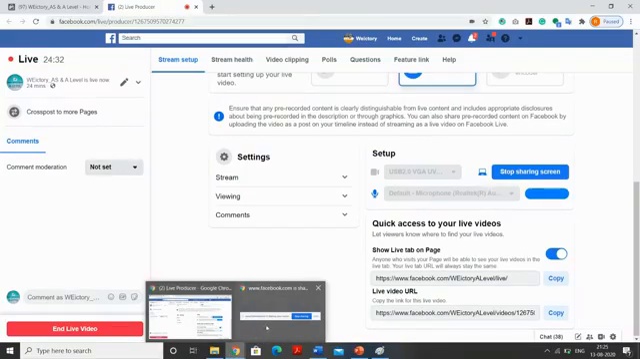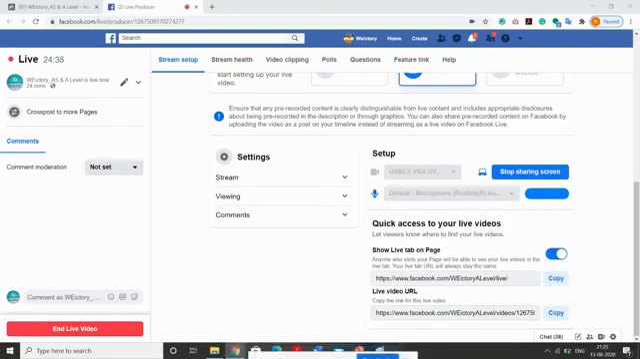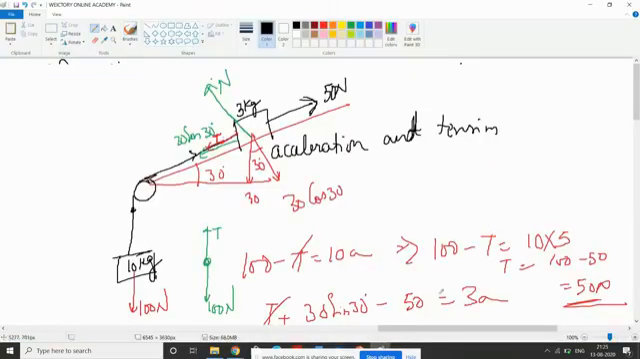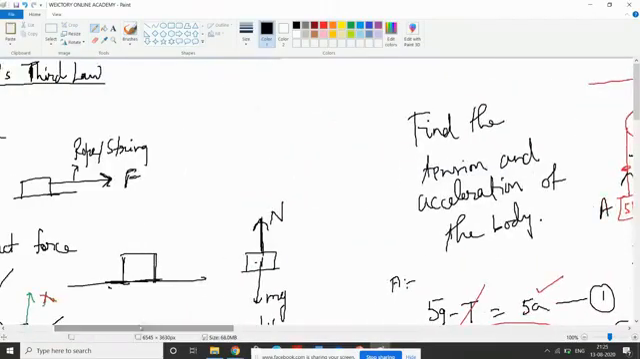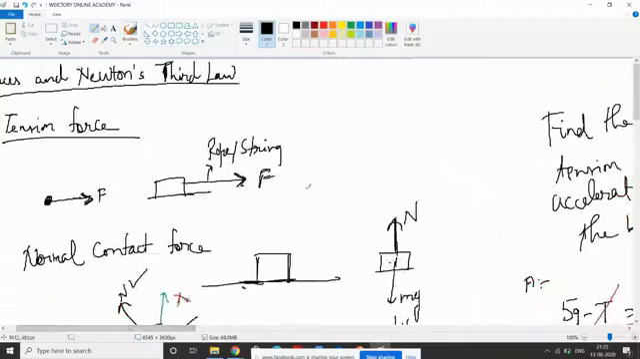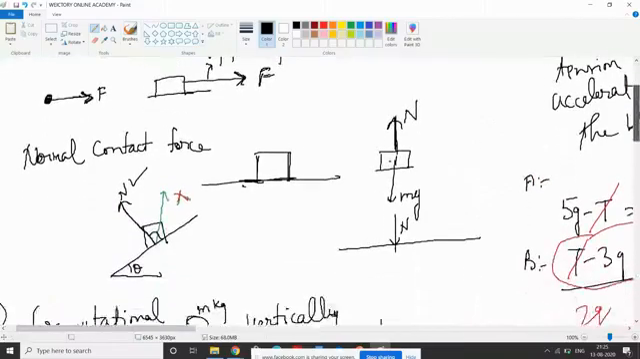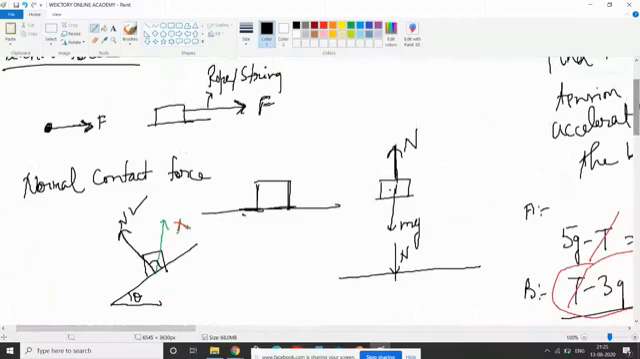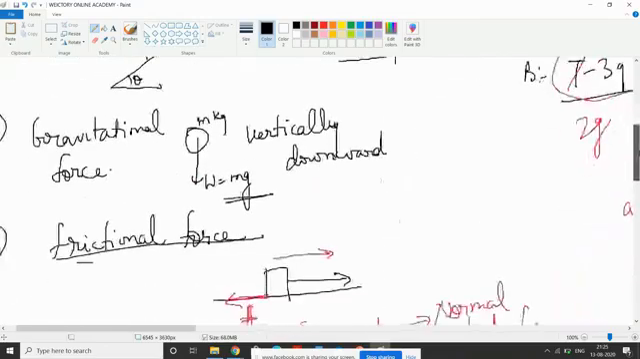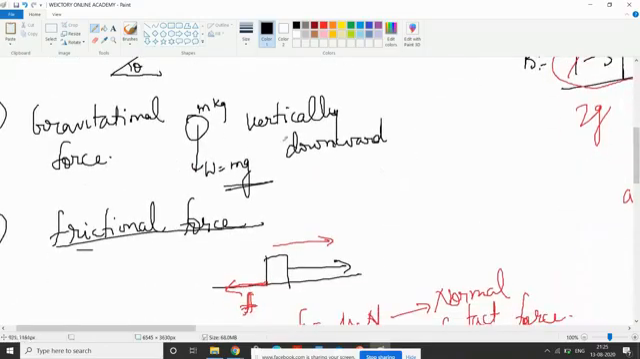Okay. I'll quickly revise the concept we learned today. So tension force is a pulling force. Opposite to tension is thrust. Thrust is a pushing force, so it always acts towards the body. Tension always acts away from the body. Gravitation force is acting vertically downwards. Friction force always acts opposite to the motion.